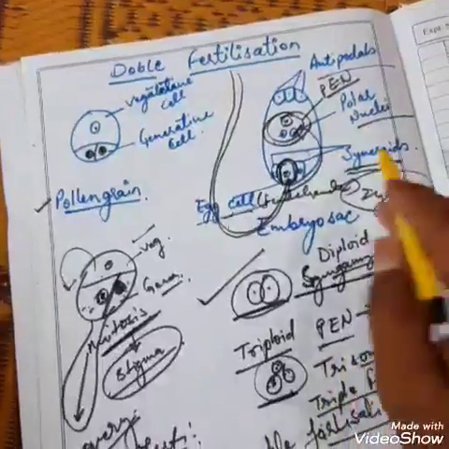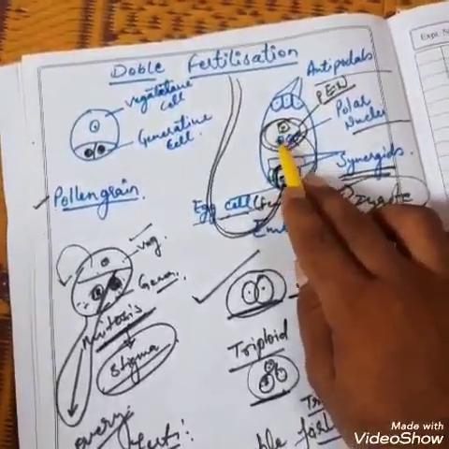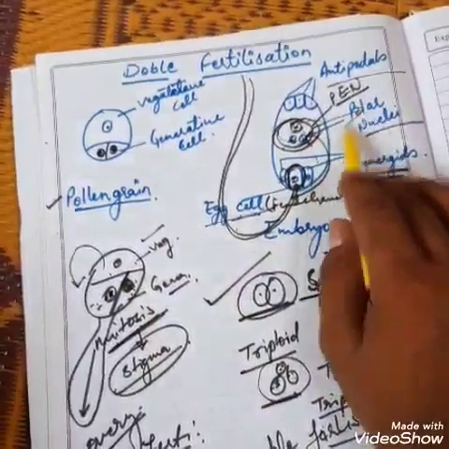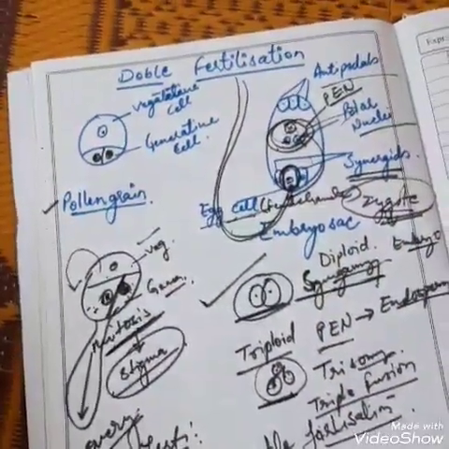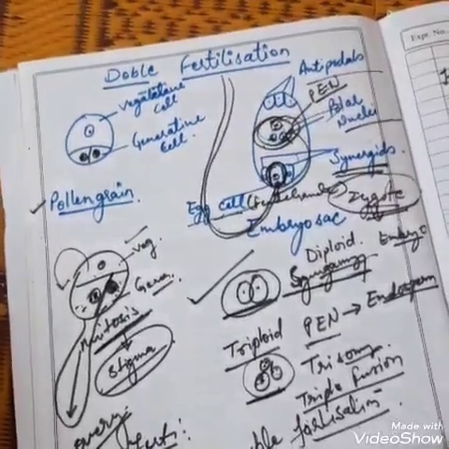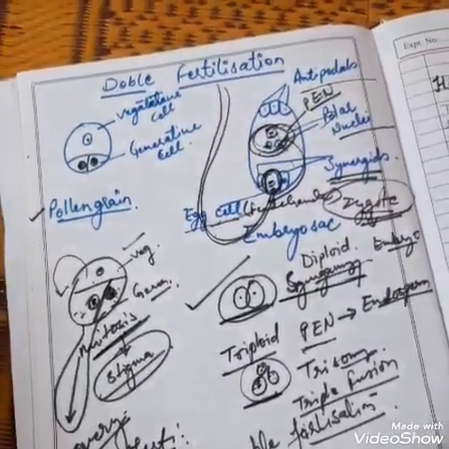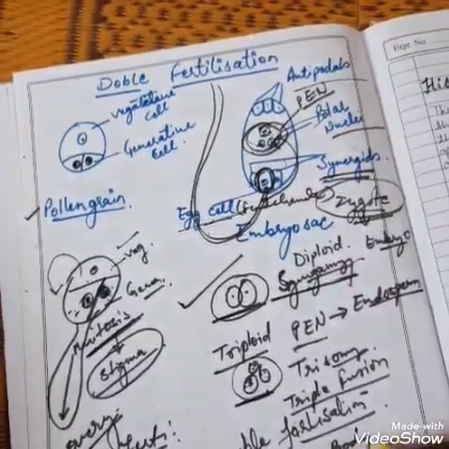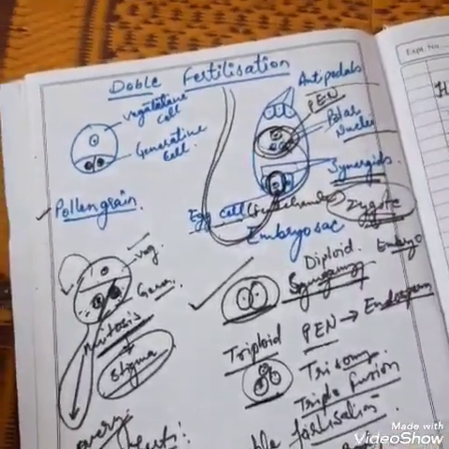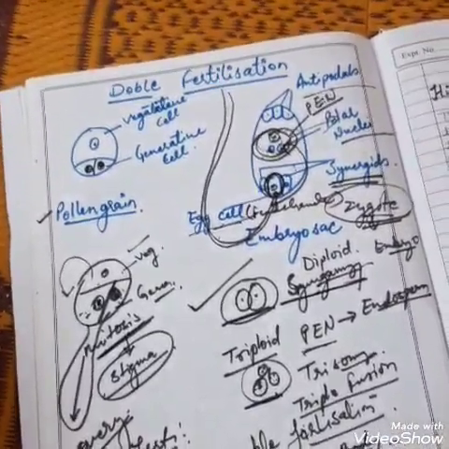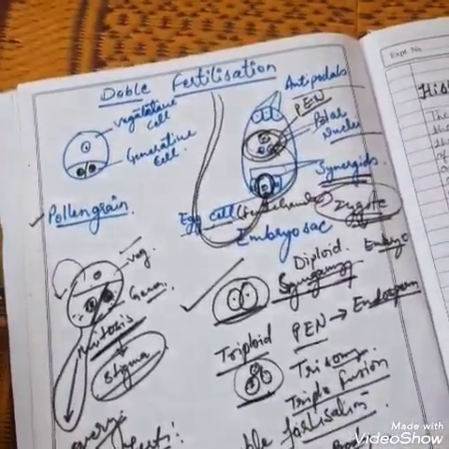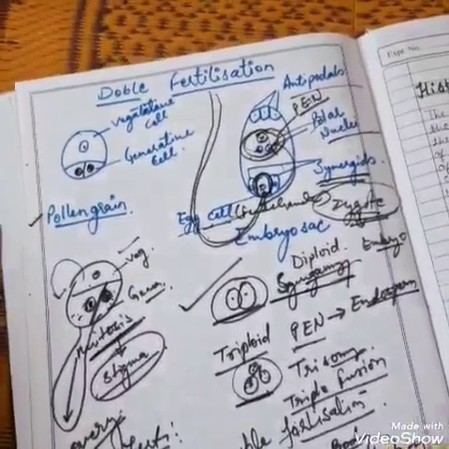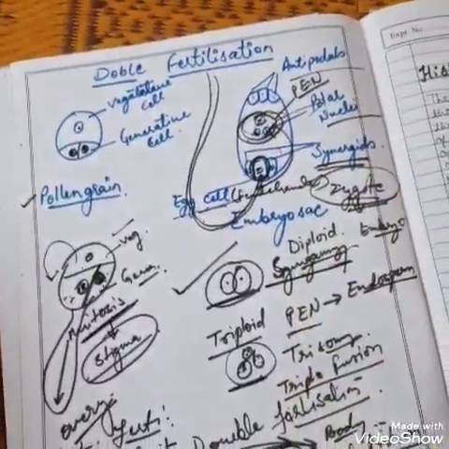The primary endosperm nucleus, which is triploid after the fusion of two polar nuclei with one male gamete, converts into the endosperm. When the zygote develops into an embryo and embryogenesis takes place, until that time the endosperm gives nutrition. So this is the entire process of double fertilization.